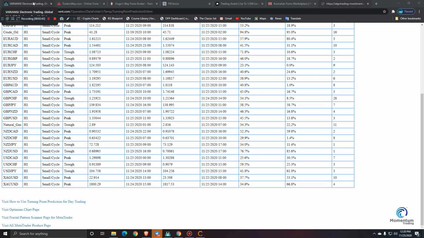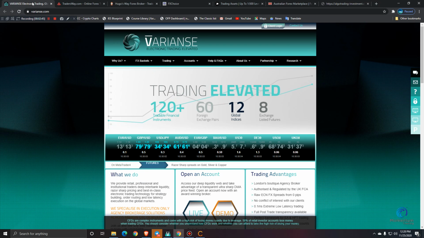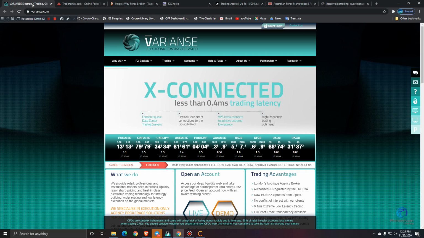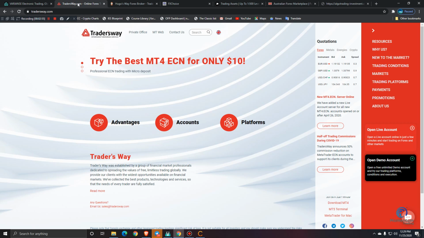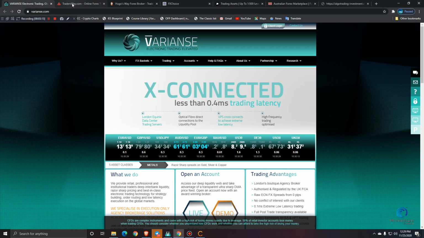So here are some typically recommended brokers out of the US. I know Variance and Traders Way have an insurance. So if anything crazy were to happen, where the broker malfunctioned, or a flash crash happens for some reason, supposedly these two brokers will back you up to $80,000 to $100,000. So they're a little bit on the safer side.